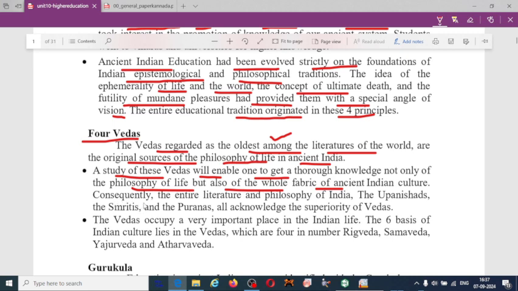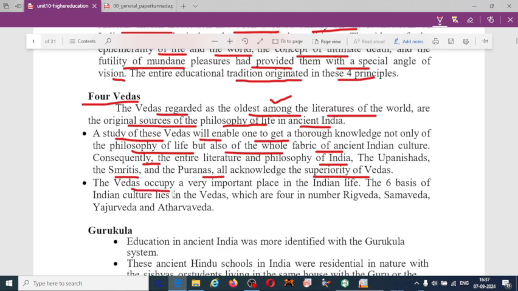So, if you want to know the culture of India or the way of life we have to lead, everything was involved in those four Vedas. Consequently, the entire literature and philosophy of India, the Upanishads, Smritis, and Puranas, all acknowledge the superiority of the Vedas. The Vedas occupy a very important place in Indian life. The bases of Indian culture lie in the Vedas.